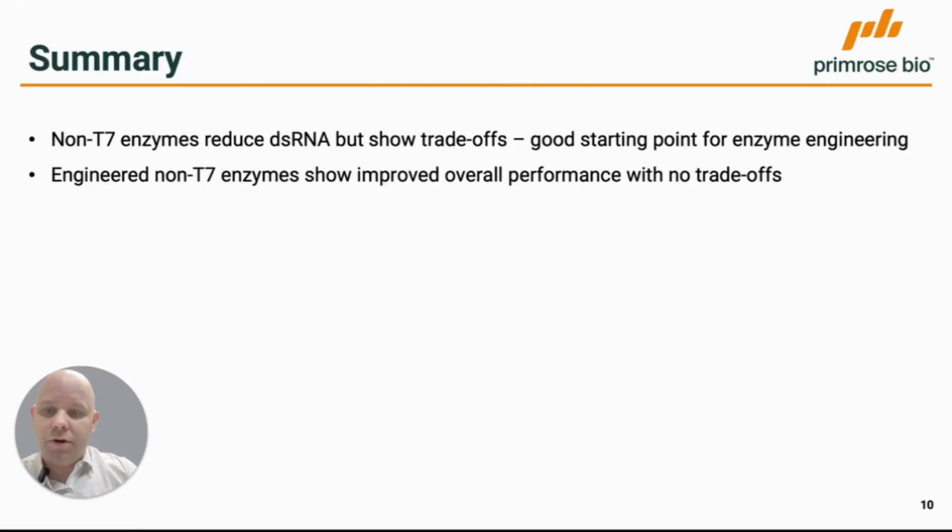To summarize, we have identified non-T7 enzymes that reduce double-strand RNA significantly, but they show trade-offs. We have used those enzymes as a good starting point for further improvement. And the final products show great activities with overall performance that's really high with no trade-offs.